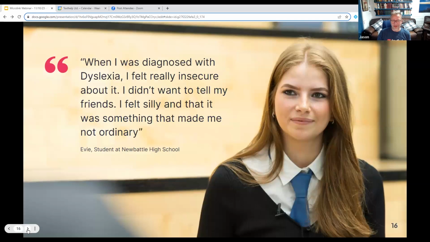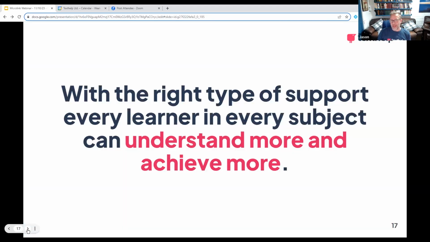And we have a quote here. This is Evie from New Battle High School. Whenever she talks about being diagnosed with dyslexia, she says about being insecure about it. She didn't want to tell her friends, she felt silly, and it was something that made her not ordinary. There's a massive amount of stigma around dyslexia for our young learners in our classrooms. But with the right type of support, every learner in every subject can understand more and achieve more.